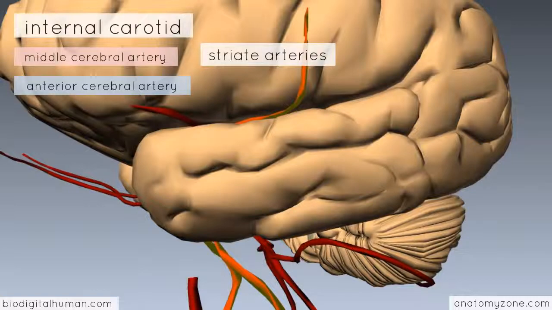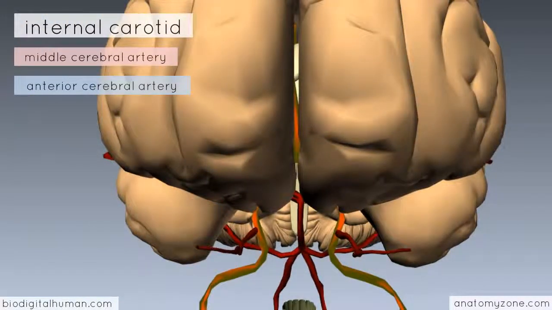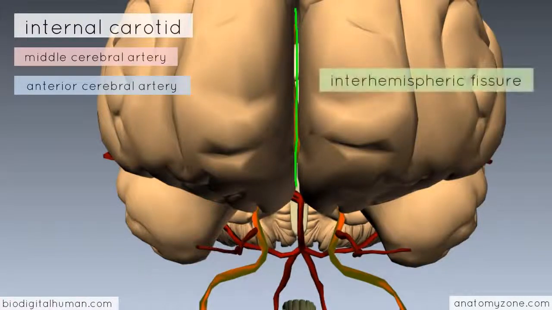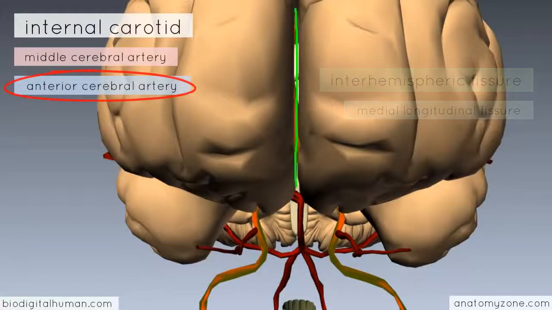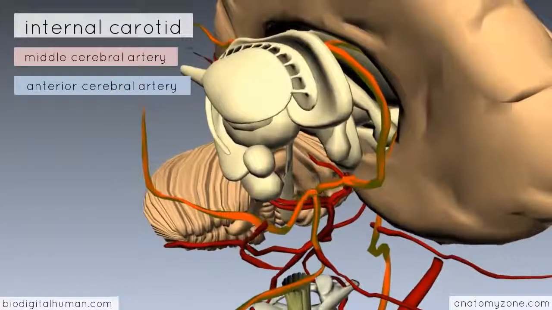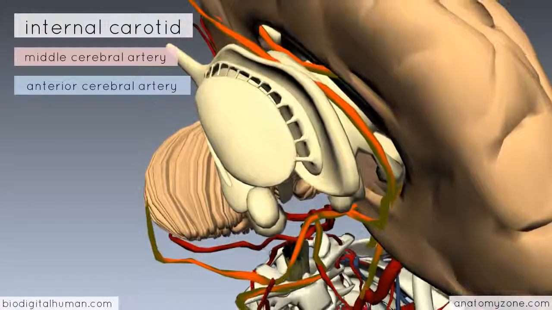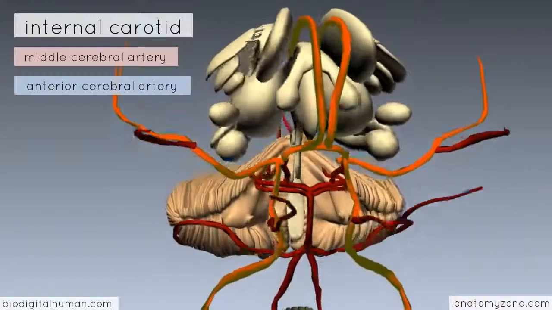And just rotating the model round anteriorly, you can see this fissure running down between each hemisphere, and this is called the interhemispheric fissure or the medial longitudinal fissure, and the anterior cerebral artery runs in this fissure. I've just removed the right hemisphere, and rotating the model round you can see the anterior cerebral artery running along in this fissure.